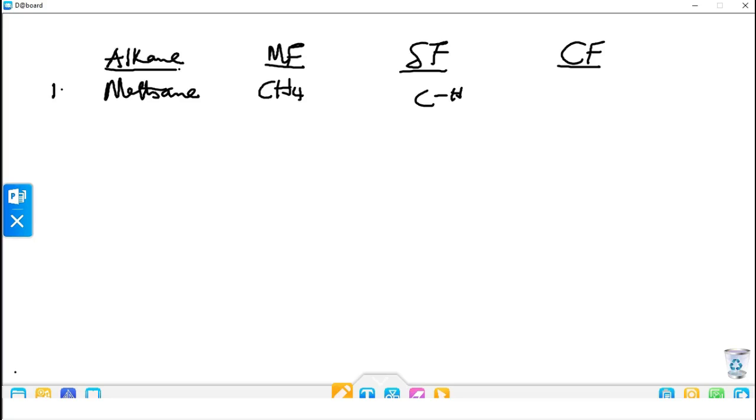hydrogen, hydrogen, hydrogen, hydrogen. This is how the structural formula for methane looks like. So we can see that the 4 hydrogens are distributed around the carbon atom. And the condensed formula for that is just as the molecular formula, CH4.